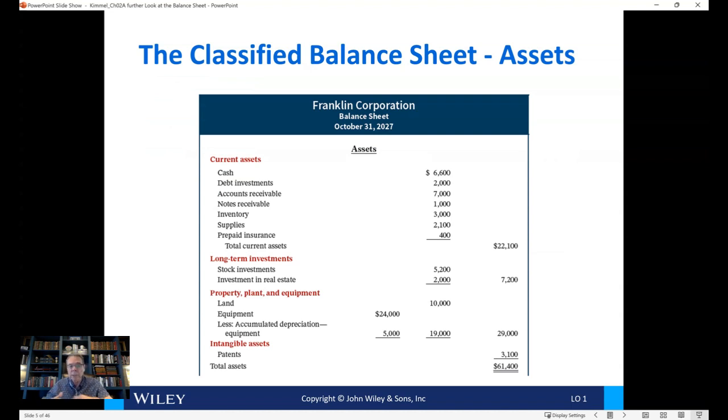A notes receivable, same thing. You lend someone money, they owe it to you. It's usually longer than 30 days. Accounts receivable doesn't charge them interest. Notes receivable usually does. Inventory would be the products that you're selling if you're a retailer or you're a manufacturer. Supplies would be things that you use in your business. Let's say you buy office supplies, and you don't expense the office supplies until you use them.